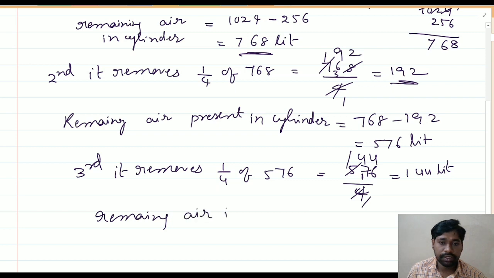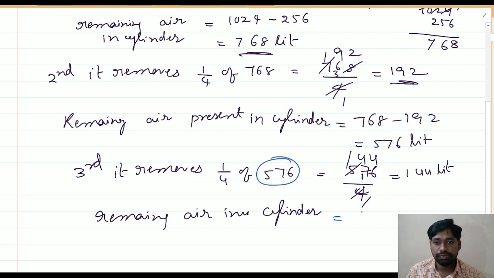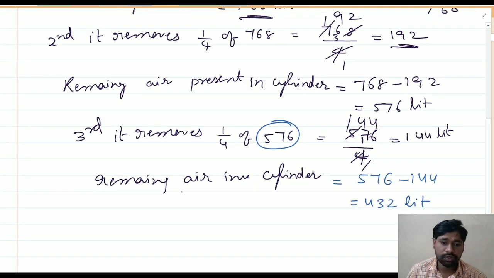Air in the cylinder is equal to, so let me change the color of the pen here, is equal to what is the previous? It is 576. From that 144 is removed, so we'll get 432 liters. That is the volume of air present in the cylinder.